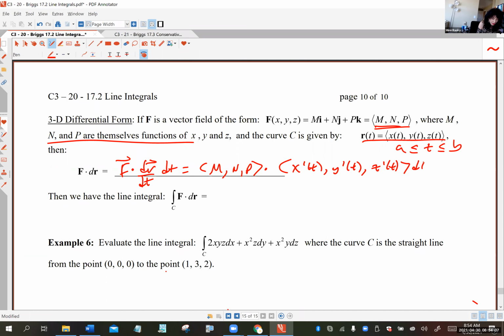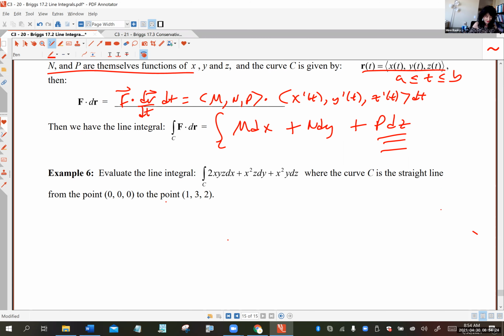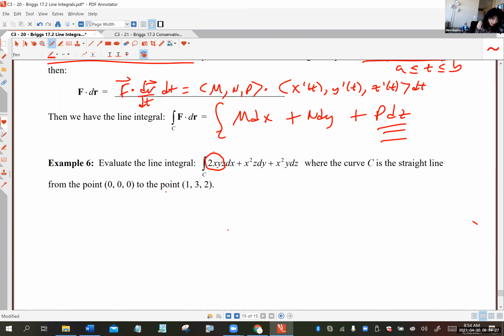And what's it going to look like when all is said and done? It's going to have this format. It's going to look like the 2D, but we're extending it to have one more term. One more term, P dz. So here's an example of a line integral in differential form with a 3D vector field. Okay, so it's understood that this junk that's multiplying with the dx is the M. It's understood that the junk that's multiplying with the dy is the N from our vector field. And it's understood that the junk multiplying with the dz is the P component from the vector field. That's all understood. You have to know that.